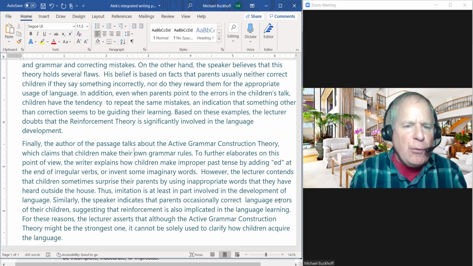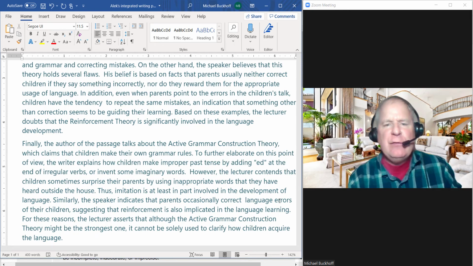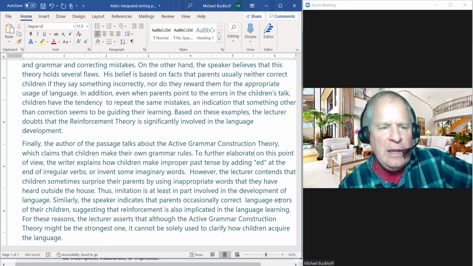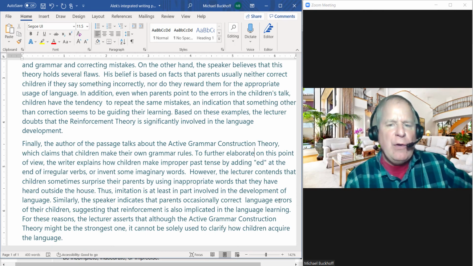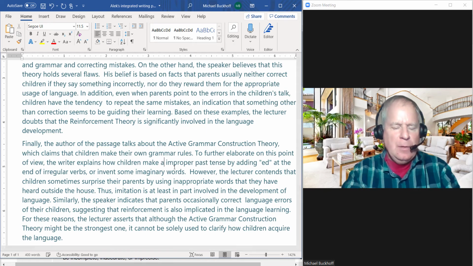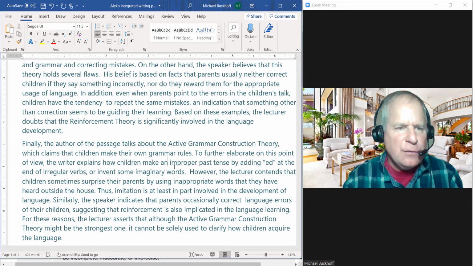To further elaborate, don't forget the elaborate infinitives have what they use the base form. To elaborate on this point of view, the writer explains how children make improper past tense by adding the ed at the end of irregular verbs or invent some imaginary words. Okay, explains how children make an improper past tense.